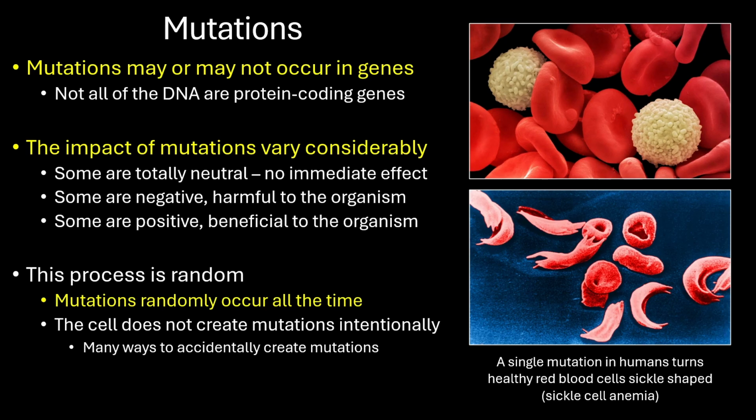Now, the process of mutation is completely random. Mutations randomly occur periodically. When they occur, how and where is also randomized. The cell does not create mutations intentionally. That is really important to understand. Even though a mutation could potentially be useful, a cell cannot just decide, I'm going to mutate today, and introduce some randomization into its genome. It's not something that a cell is even capable of doing. There are many ways, however, to accidentally create a mutation.